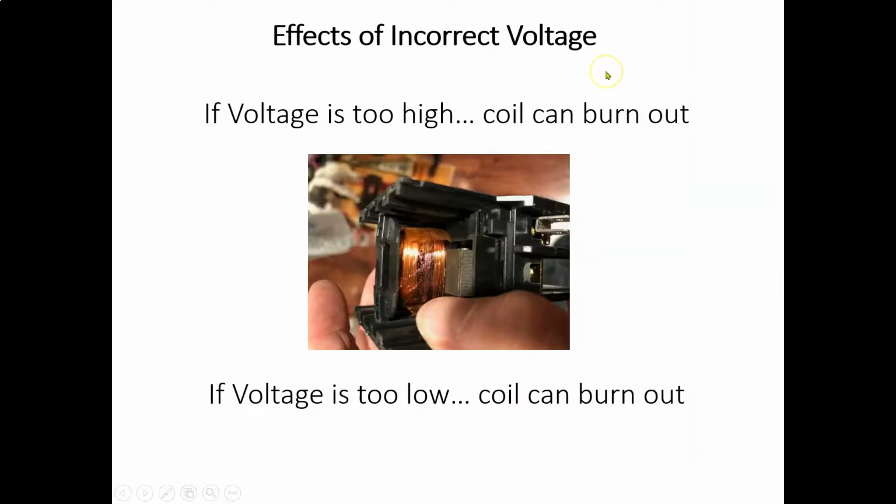Okay, effects of incorrect voltage. They're talking about coils here. You can see that coil is a little bit charred right here. If the voltage is too high, your coil can burn out. We all know that. But also, if the voltage is too low, the coil can burn out.